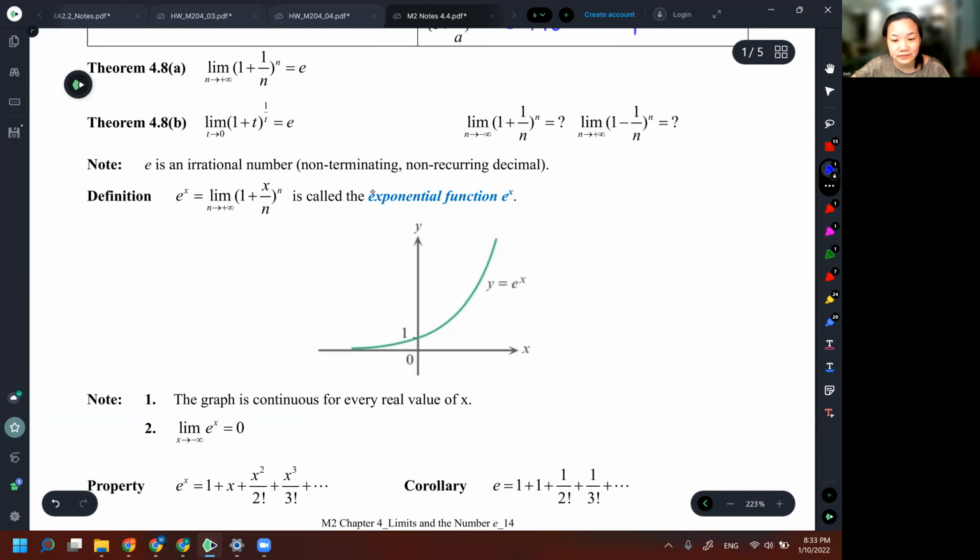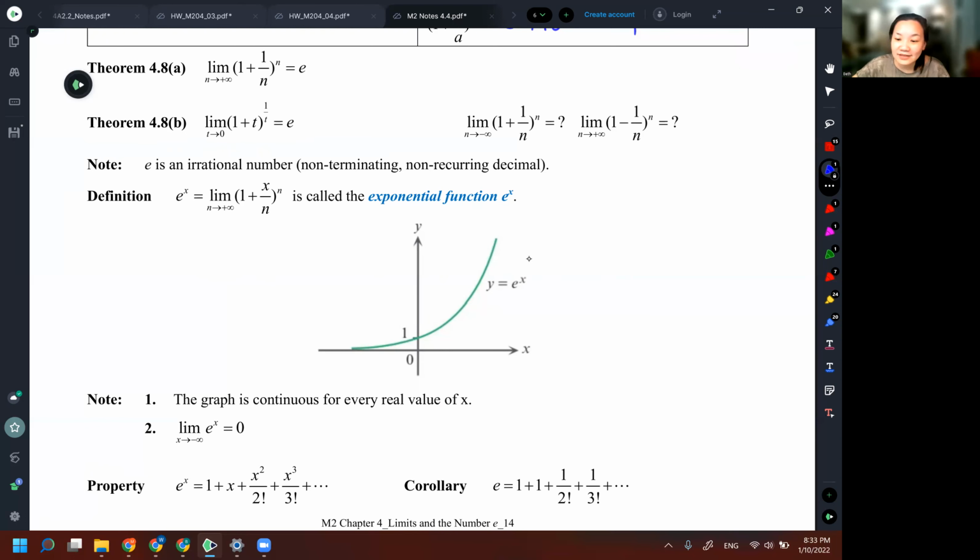Definition. Now after this, you know that e is a value. Now this one is a new thing. This is not e. This thing is e to the power x. It's an exponential function, but you use the base e: you don't write 2 to the power x, you write e to the power x.